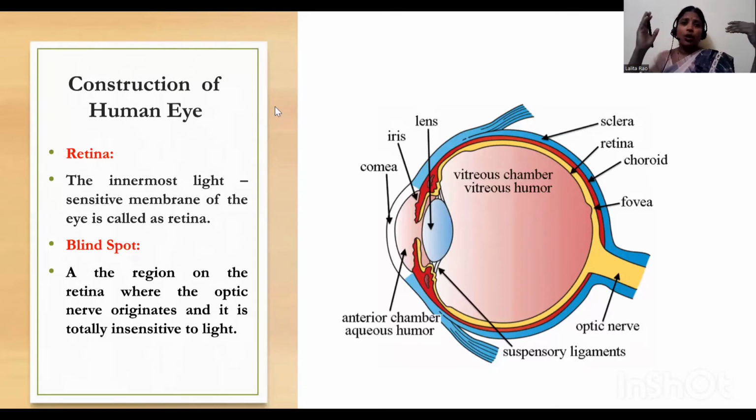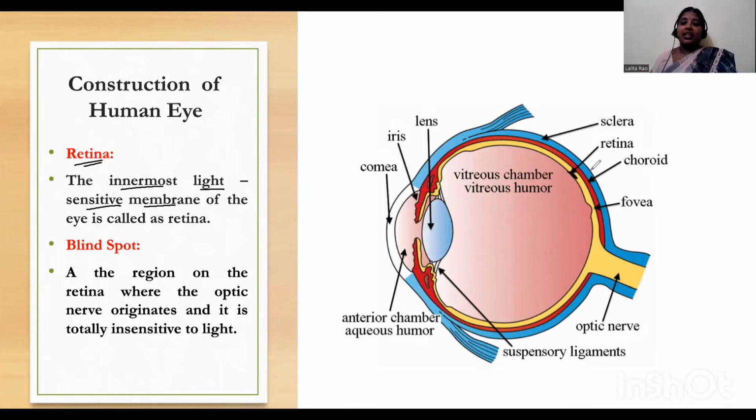So when I'm trying to see all those objects, light rays from those objects come and enter my eyes through the cornea and then the pupil, and then the image is formed. They converge because it's a converging convex lens, and they meet on the retina, and this retina acts like a screen. Fine. So the retina is nothing but the innermost light sensitive membrane.